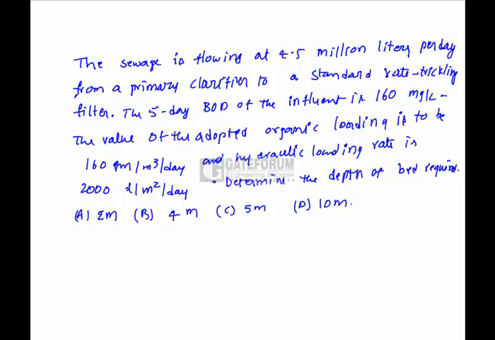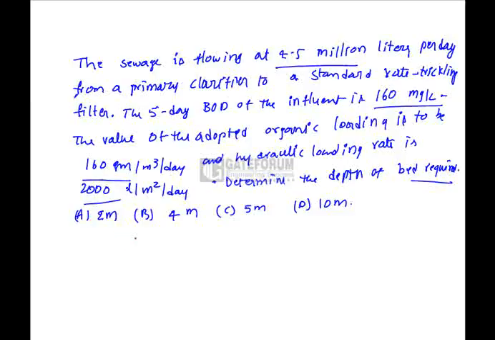Question: sewage is flowing at 4.5 million liters per day from a primary clarifier to a standard rate trickling filter. The 5-day BOD of the influent is 160 milligrams per liter. The adopted volumetric organic loading is 160 grams per cubic meter per day, and the hydraulic loading rate is 2000 liters per square meter per day. We have to determine the depth of bed required.